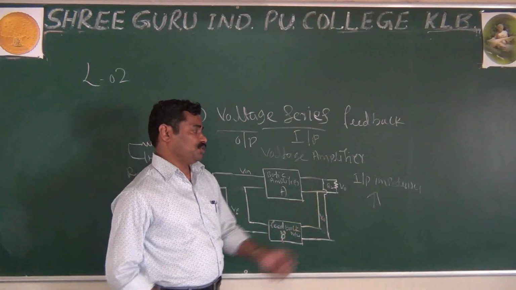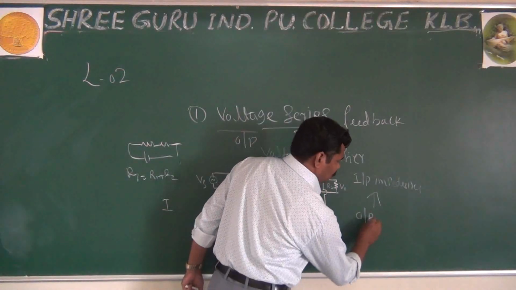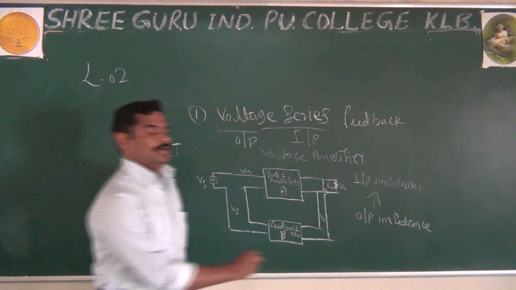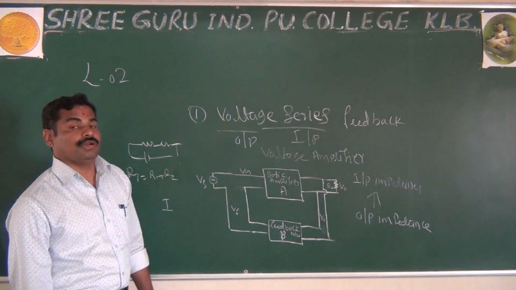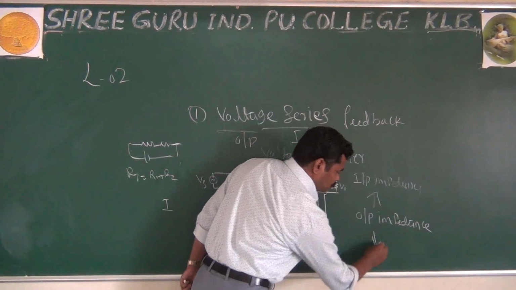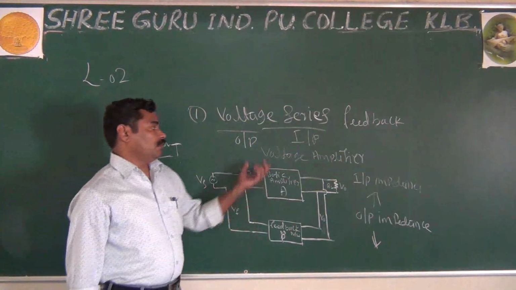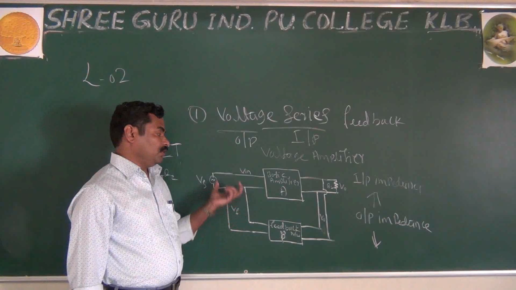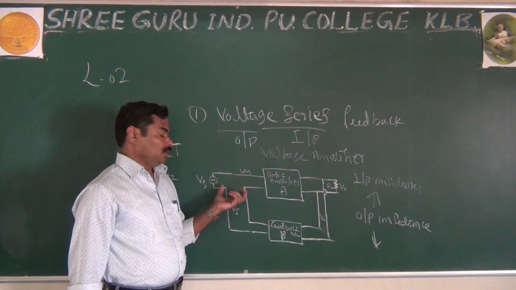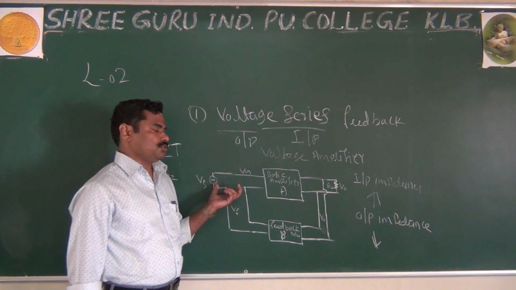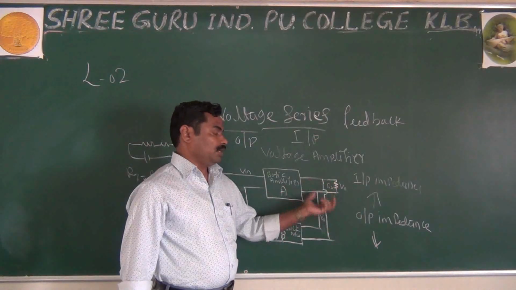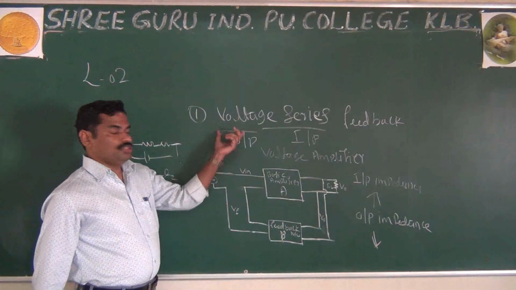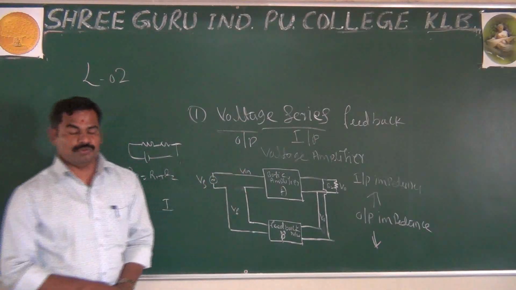And what about output impedance? Yes, you are connecting in parallel. If we connect resistances in parallel, the total resistance reduces. It means the output impedance decreases. This is also an important property of voltage series feedback. Why does the input impedance increase? Because in the input you are connecting a series combination. And why does the output impedance change? Because you are connecting in parallel. This is the simple way of understanding voltage series feedback. Having followed that, let's go for another one.